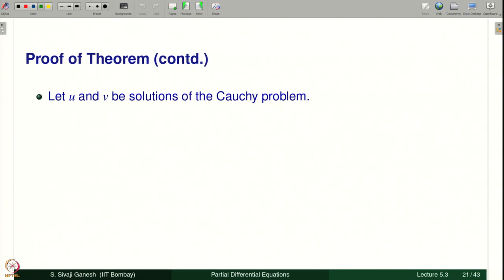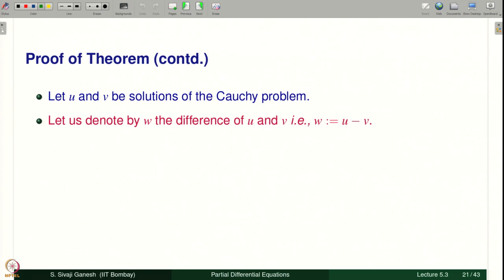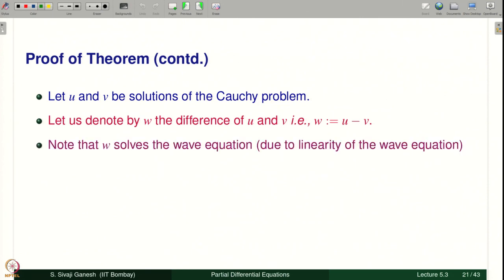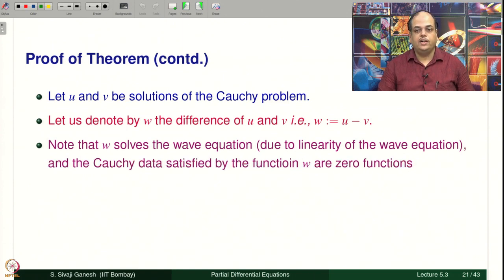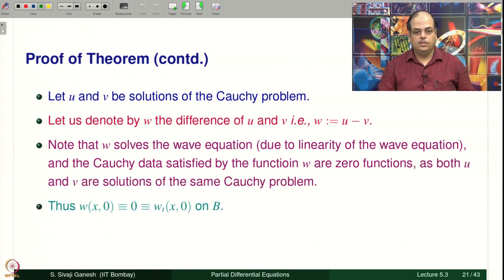So, let u and v be solutions of the Cauchy problem. Define w as the difference of u and v, that is w equals u minus v. Note that w solves the wave equation due to linearity of the wave equation, of course, and the Cauchy data will be 0 because both u and v are solutions to the same Cauchy problem. Therefore, both u and v satisfy the same Cauchy data, and hence the difference will satisfy the 0 Cauchy data. Therefore, w of x, 0 is 0 and wt of x, 0 is 0 on the bottom.